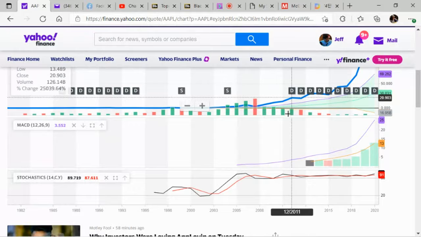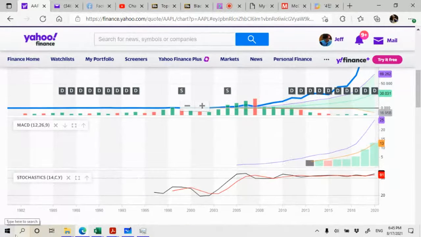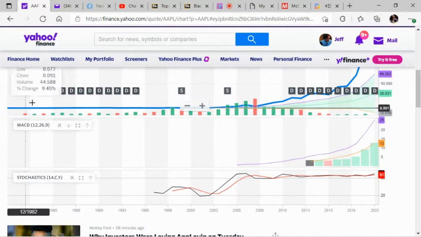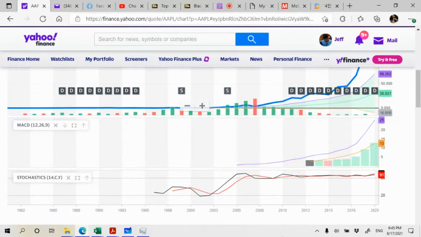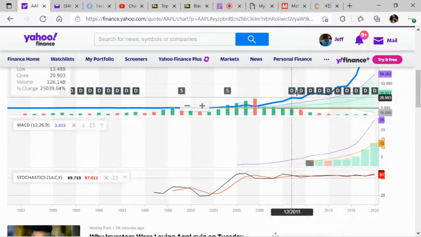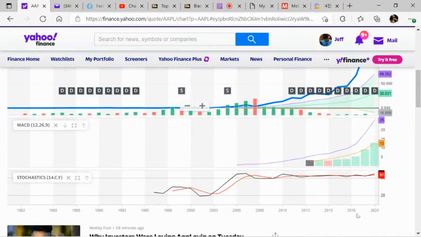95 through until when? 95 through 2010, they didn't pay. For 15 years, they didn't pay dividends. So when they were not paying dividends, what does that mean? They needed to plow back everything for reinvestment. All of the profit is plowed back into the company's growth. And then, since 2011, they started to pay dividends again.